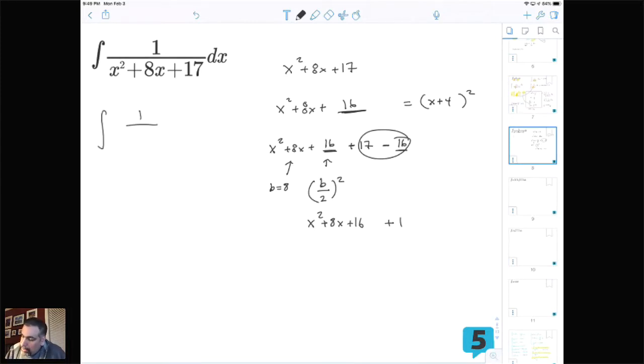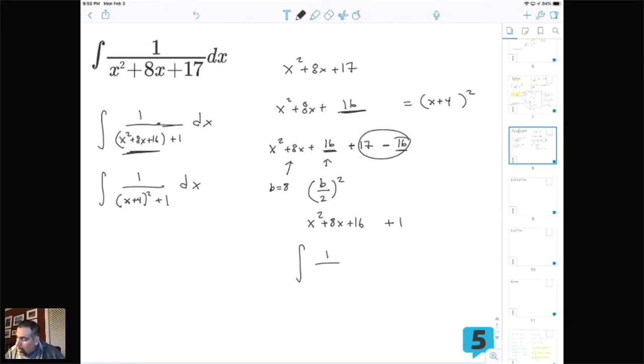So if we rewrite this integral using that denominator that we just found by completing the square, and I group this and just leave the plus 1 over, what I can now do is factor that grouping. So I'm going to get 1 over, and this part right here is a perfect square, so that's going to turn into x plus 4 quantity squared. And now we're going to have a plus 1, and a dx. And now you're going to think back about arctangent again, because all of a sudden this integral is reminding us a lot of 1 over u squared plus 1 du.